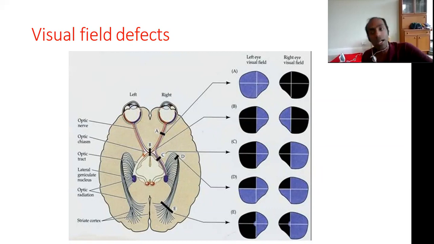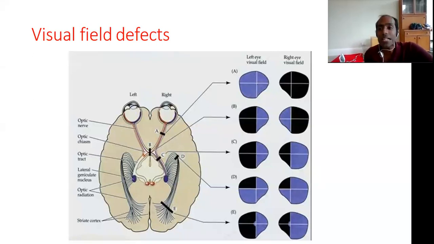Homonymous hemianopia is a lesion distal to the optic chiasm. This could be in the optic tract, optic radiation, or occipital cortex, but most commonly in the occipital cortex. There are two types of lesions in the occipital cortex: a vascular lesion of the posterior cerebral artery causing an infarction, or a tumor in the occipital cortex.